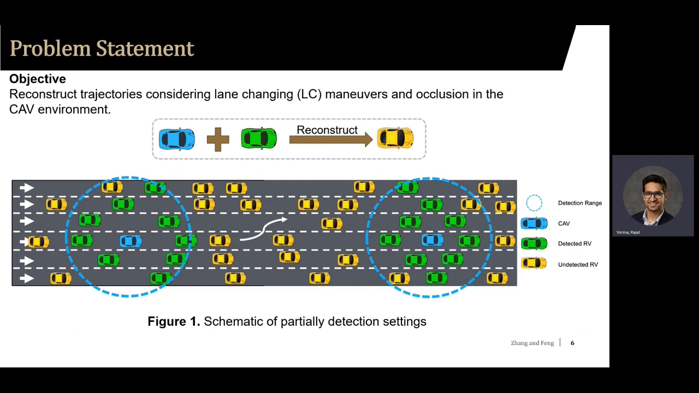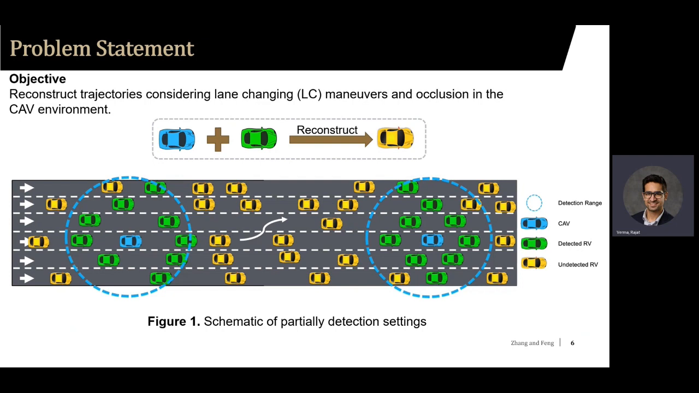So let's see this example. This is a schematic of our current problem. This is a 6-lane highway, and there are several CVs here. I marked them in blue, and each CV has a certain detection range, which I marked as the blue circle.